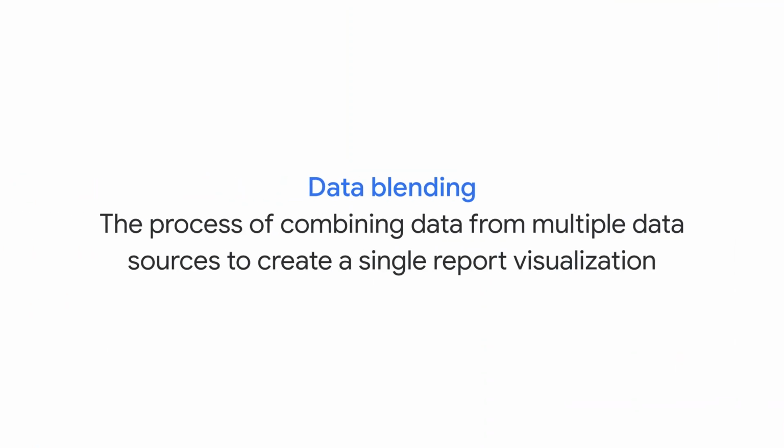Data blending is the process of combining data from multiple data sources to create a single visualization. This means that you can pull data from different locations and combine them into a single table. By putting disparate data together in a single place, you'll be able to create visualizations for your reports that provide additional guidance to users' analysis and decision-making.